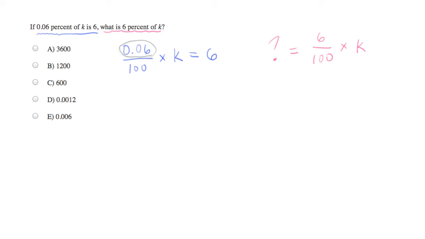So we've converted this into a plug and chug problem. And so let's solve this guy. We'll multiply both sides by 100. And we're going to get 0.06k equals 600. Let's divide both sides by 0.06.